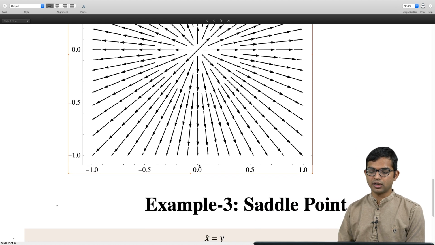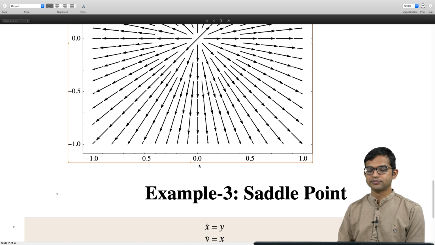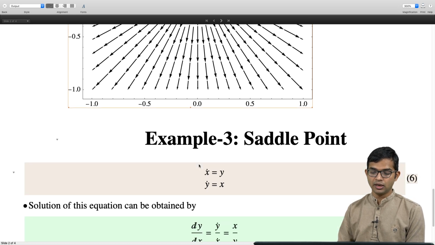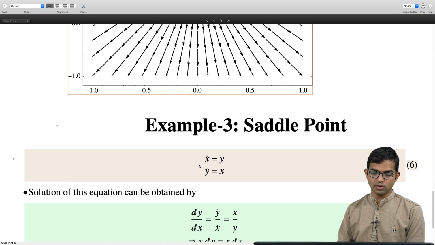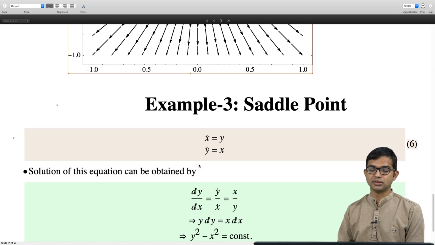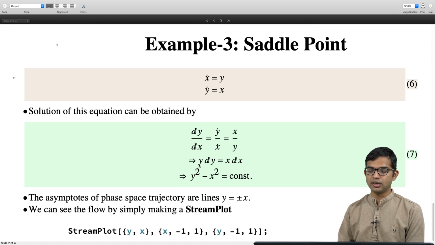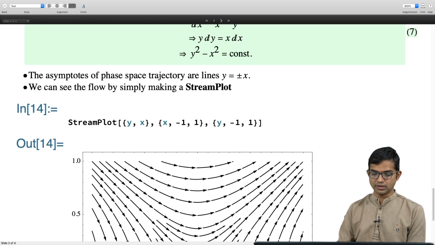And then finally we look at a third kind of example where you have x dot equal to y and y dot equal to x, right? So here you can solve for it analytically, and so that answer turns out to be, after elimination, y squared minus x squared is equal to constant. And here the asymptotes of the phase space trajectory are the lines plus or minus x. And now you see that qualitatively the flow is actually quite different from the previous case.